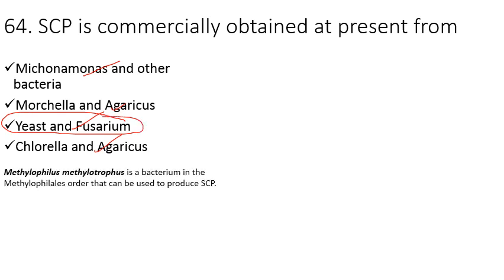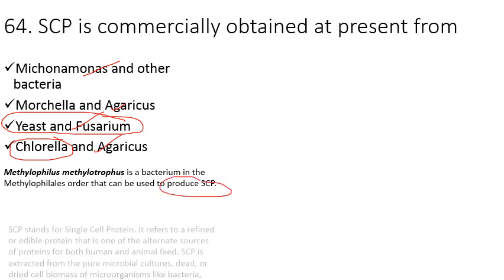In addition to this, certain bacteria and Chlorella, which is a single cell algae, are also used for production of single cell protein. Then we have the bacterium Methylophilus methylotrophus, that is again used for production of single cell protein.